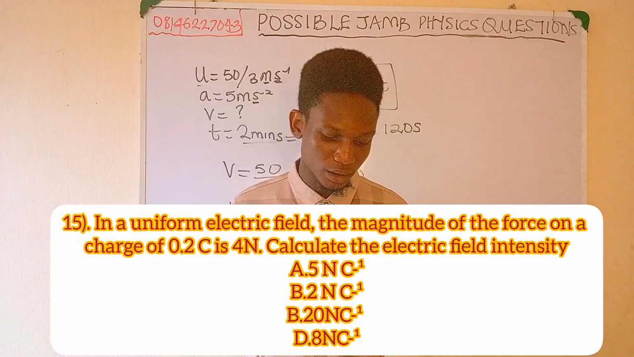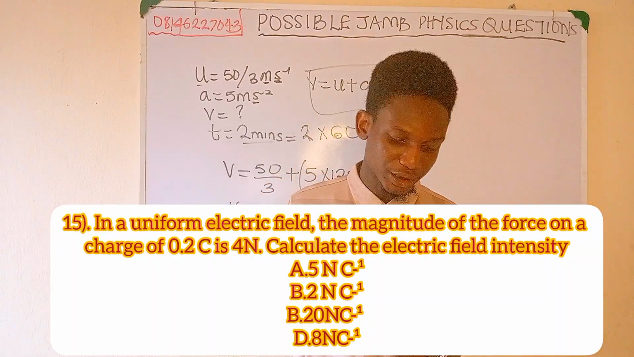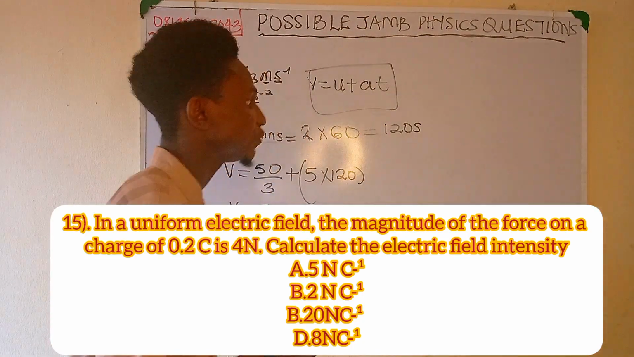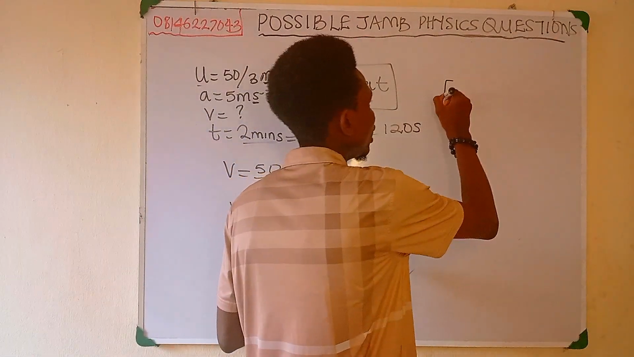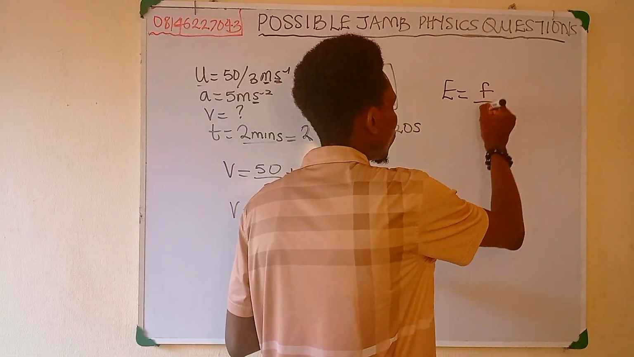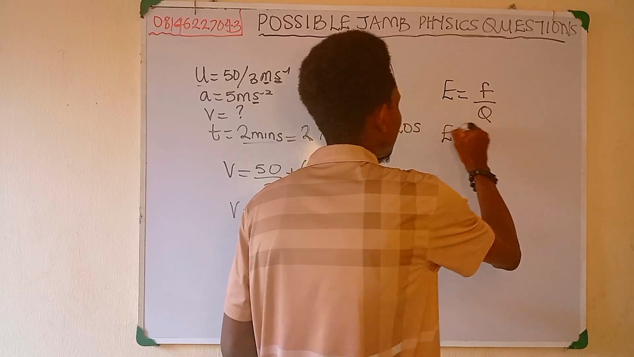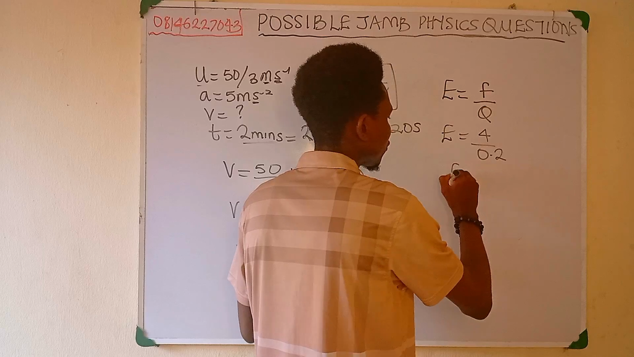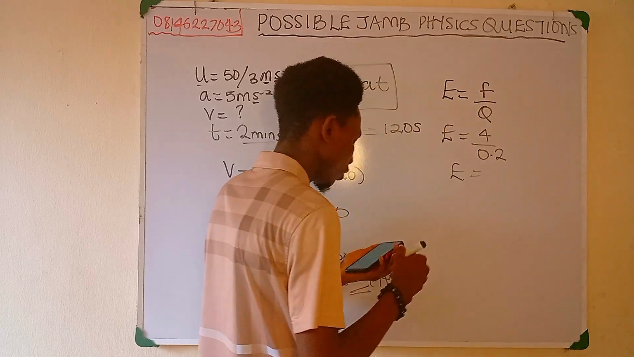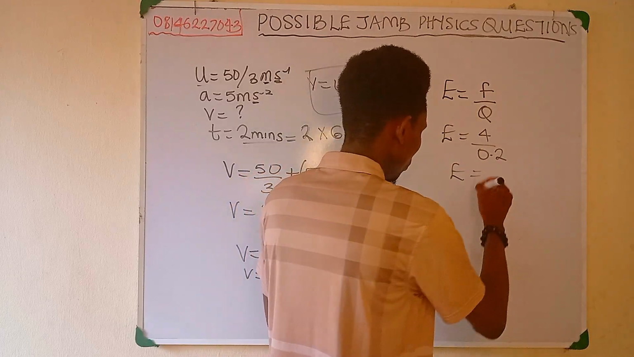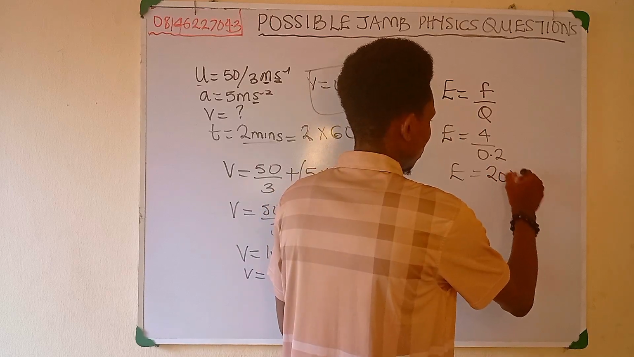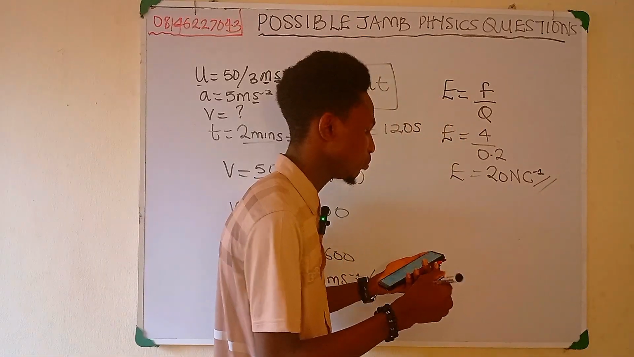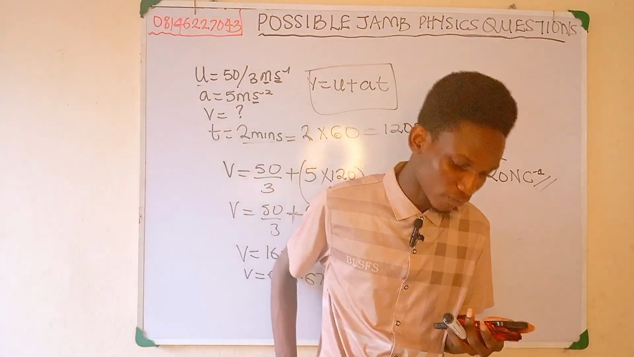So let's go to number 15. It says in a uniform electric field, the magnitude of the force on a charge of 0.2 coulombs is 4 Newtons. Calculate the electric field intensity. Now, what is electric field intensity? Electric field intensity equals force over charge. Now, let's quickly solve it. Force is 4 Newtons divided by 0.2. So just learn this formula, electric field intensity. So 4 divided by 0.2 should give you 20 Newton per coulomb. So option C is correct. Please just take note.